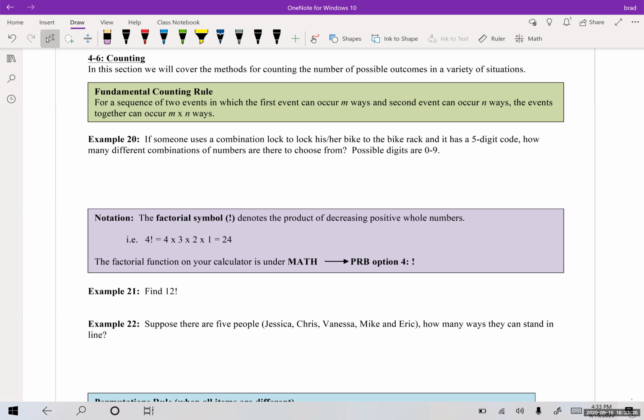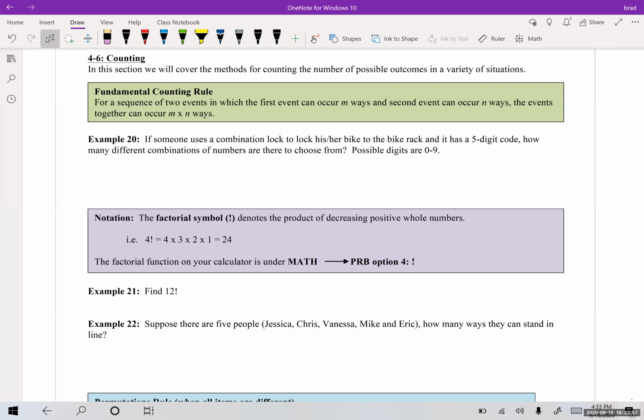So this is the counting. It says, in this section, we will cover methods for counting the number of possible outcomes in a variety of situations. So the fundamental counting rule for a sequence of two events in which the first event can occur m ways and the second event can occur n ways, the events together can occur m by n ways, or m times n, okay? So it says if someone uses a combination lock to lock his or her bike to the rack and it has a 5-digit code, how many different combinations of numbers are there to choose from? Possible digits are from 0 to 9.